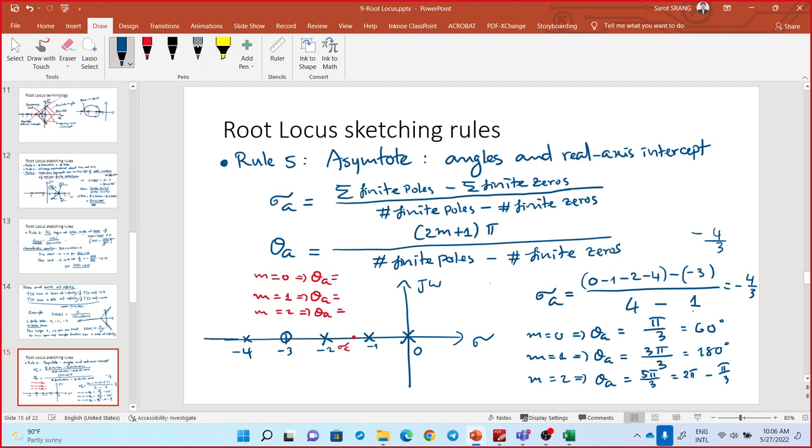Just to confirm what I explained earlier, if I take m equal to 3, then I get theta a equal to 7 pi over 3, which is 2 pi plus pi over 3. So 2 pi plus pi over 3 just overlaps with pi over 3, so we don't need this.